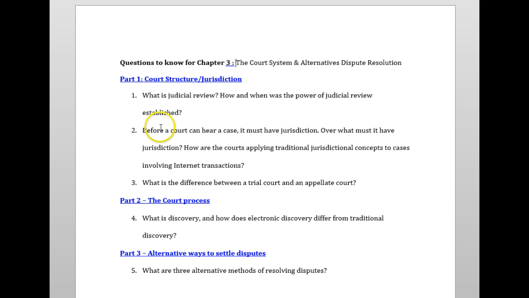So part 1 is going to be about the court structure and the jurisdiction. We're going to answer these 3 questions, which are the objectives in the chapter. One is judicial review. The other one is about jurisdiction. And finally, what's the difference between a trial court and an appellate court, which falls under the court structure. So let's get started on this one.